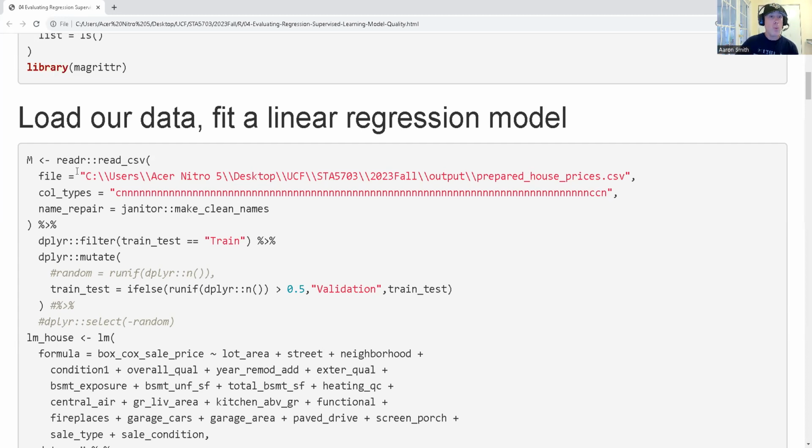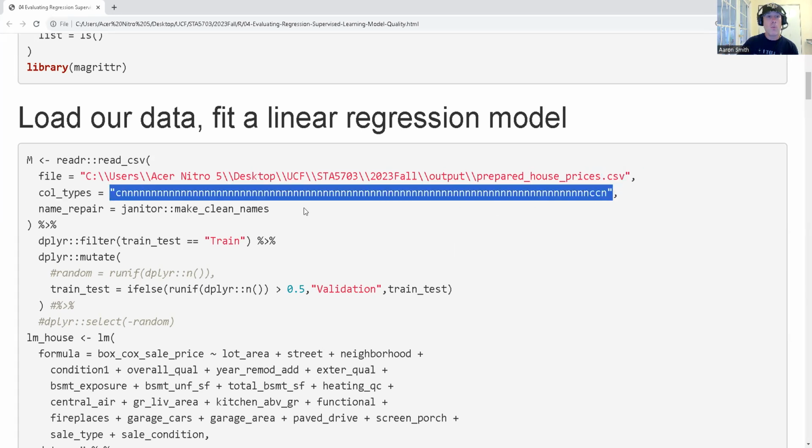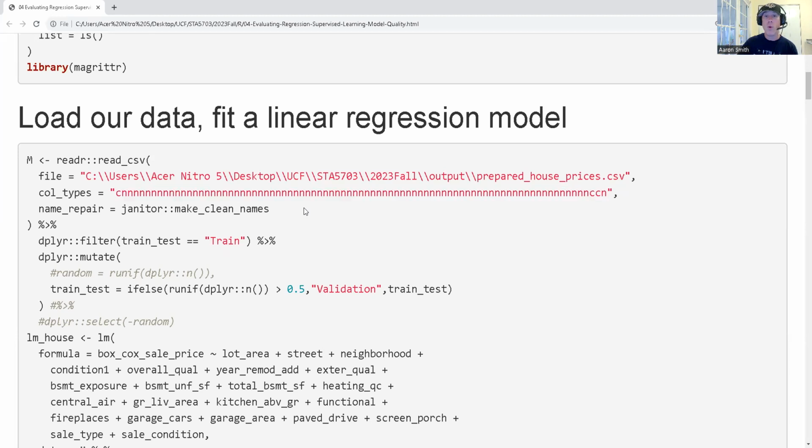All right, so I'm going to read in my data, and here c represents a character string, and n represents a numeric on this one. You'll notice we don't have any dates. I don't have anything as factors. I prefer to keep things as character strings over factors if the R functions will accept it.